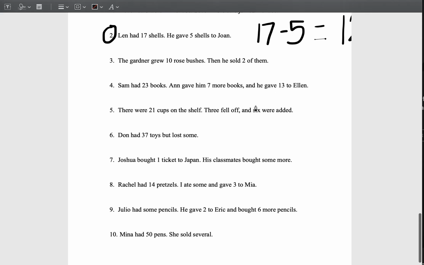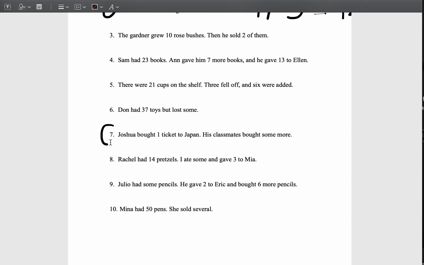And let's try for number 6 to 10, number 7. Joshua bought 1 ticket to Japan. His classmates bought some more. So Joshua bought 1, and his classmates bought some more, but some more is not an exact number, so I'm going to leave that as x. So 1 plus x, because x means, let me type this one.